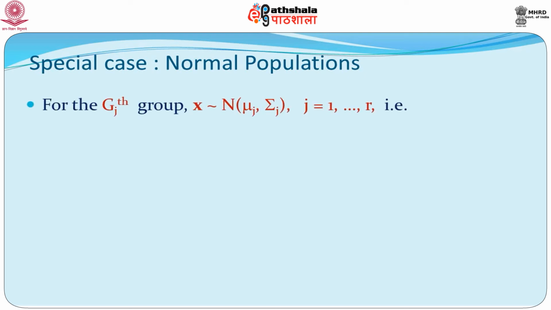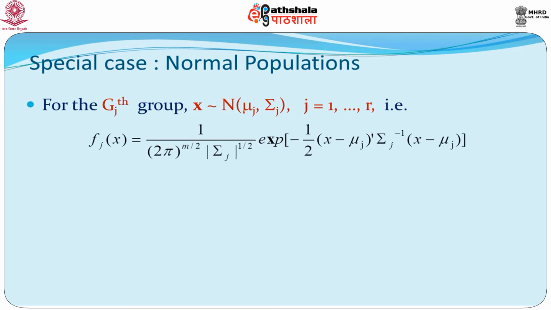Before, we had assumed that G_j had the general form of the probability function f_j(x). Now, if f_j(x) is normal, that is x follows normal(mu_j, sigma_j), then we have the usual normal probability function under the jth group. So, this is 1 by (2 pi) to the power of m by 2, sigma_j to the power of half, times exp of minus half (x minus mu_j)' sigma_j inverse (x minus mu_j).